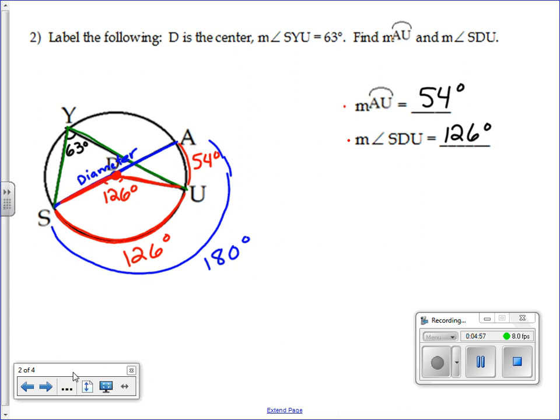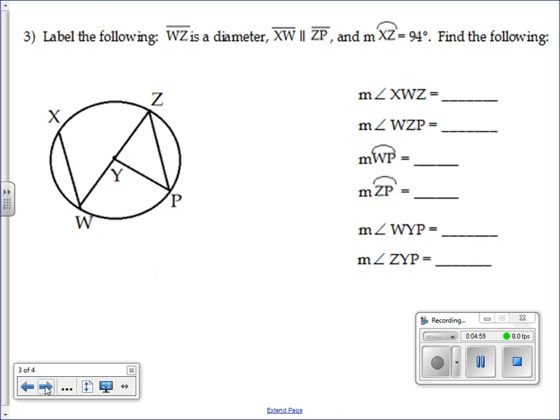All right, number 3. We're looking for a lot of stuff here. The very first angle, XWZ, is going to be 47 degrees. The second angle, WZP, will be 47 degrees too. The measure of arc WP will be 94. The measure of arc CP is 86. The measure of angle WYP is 94. And the last angle, ZYP, will be 86.